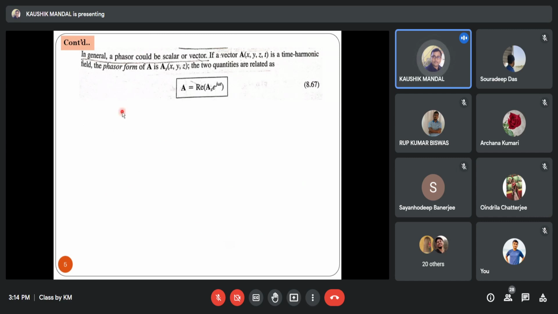Now in general, if we ask whether a phasor is a scalar or a vector, the answer is that a phasor may be a scalar or may be a vector. If we have a time varying vector A, a function of x, y, z and time, its time harmonic phasor is represented by A of s. These two quantities, the corresponding vector and its phasor, are related by this relation: vector A equal to the real part of A_s, that is the phasor of the vector A, times e to the power j omega t.